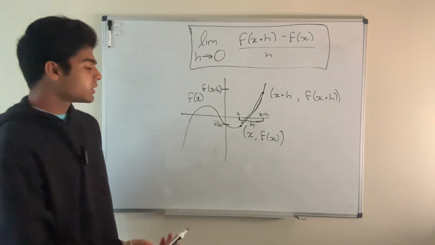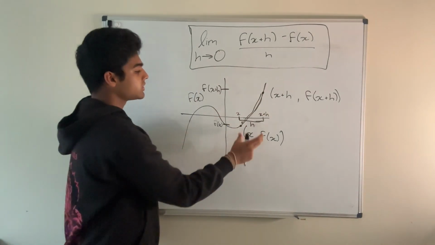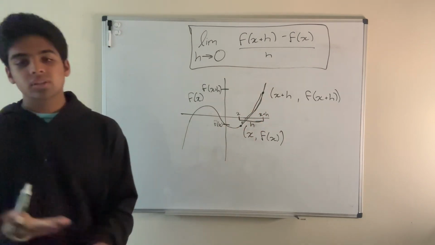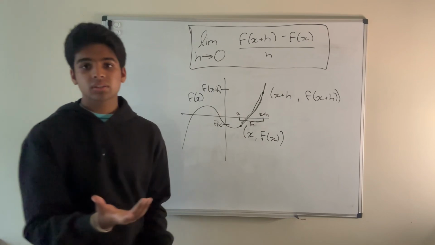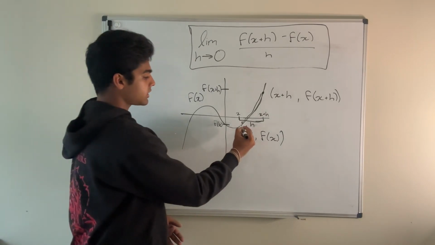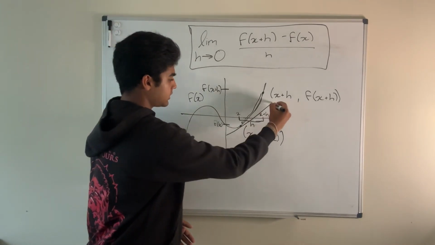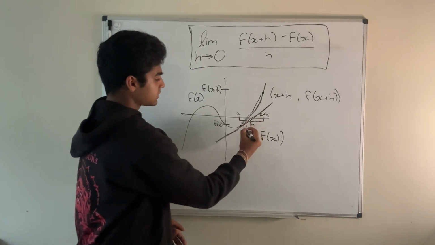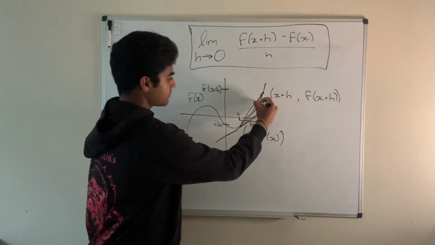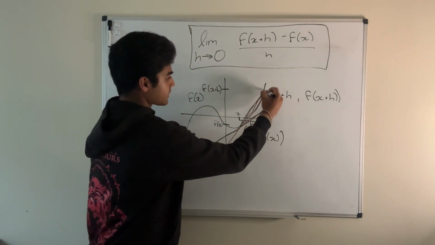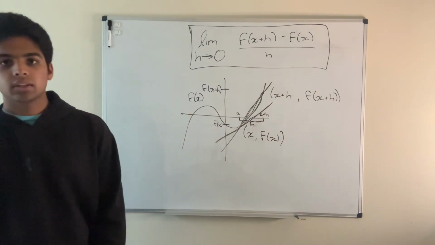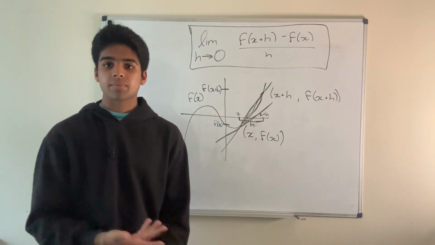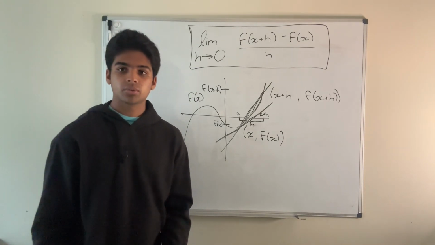And again, this works because as h approaches 0, these 2 points get closer and closer to each other. So the line between these 2 points slowly becomes the tangent line that we want right here. So instead of the tangent line being right here, like that, it's slowly going to become closer and closer to that tangent line right there. So, okay, let's start off with some examples for this.